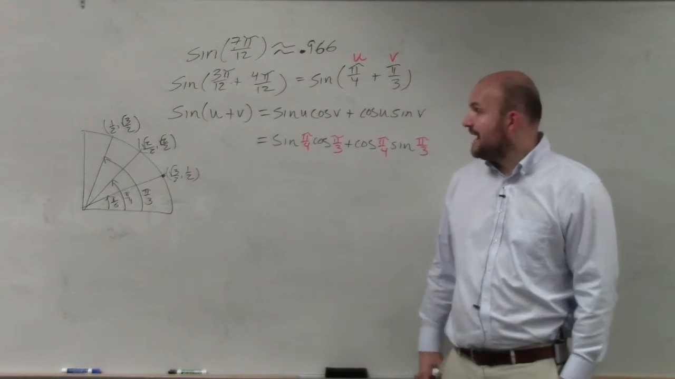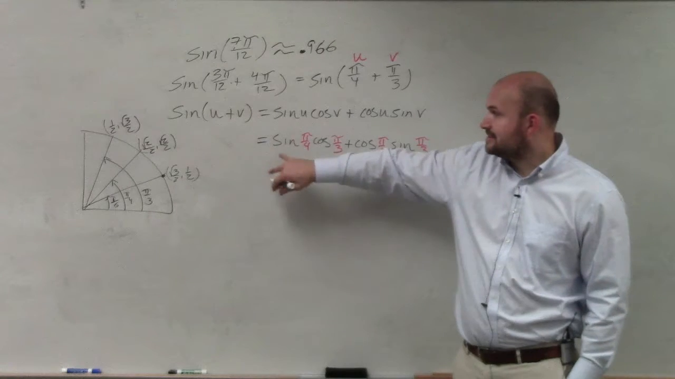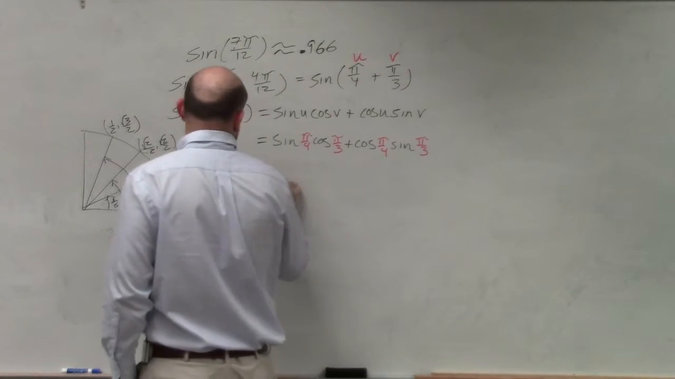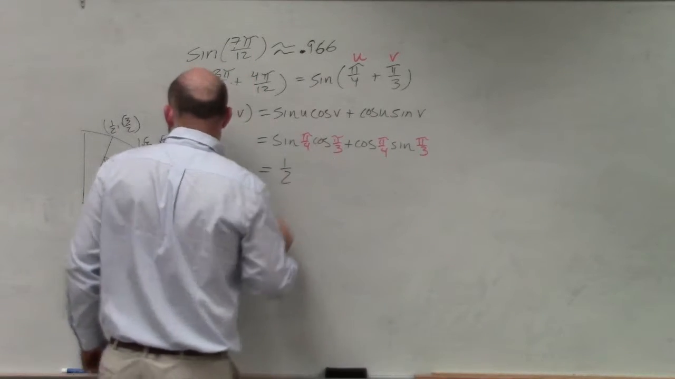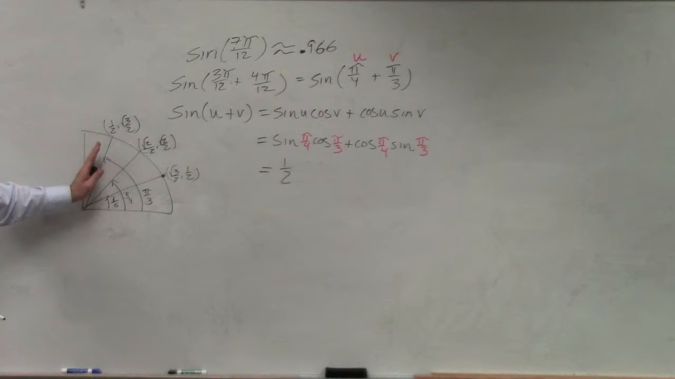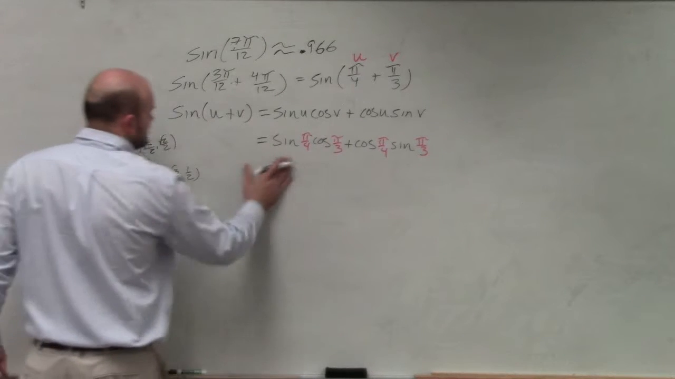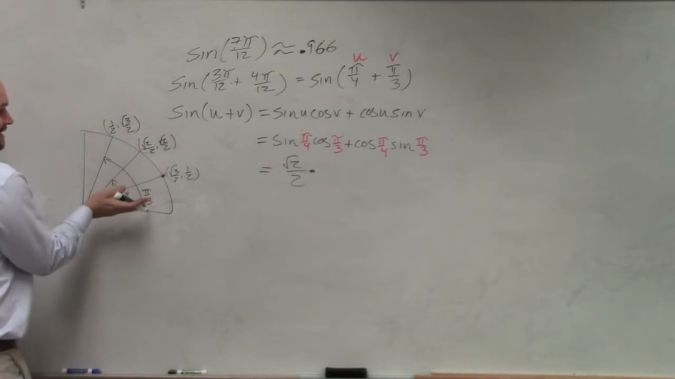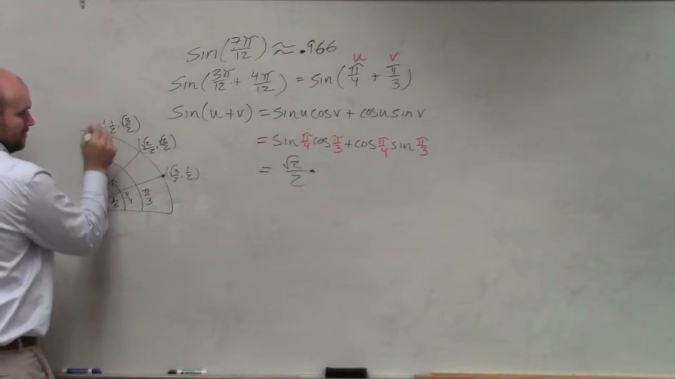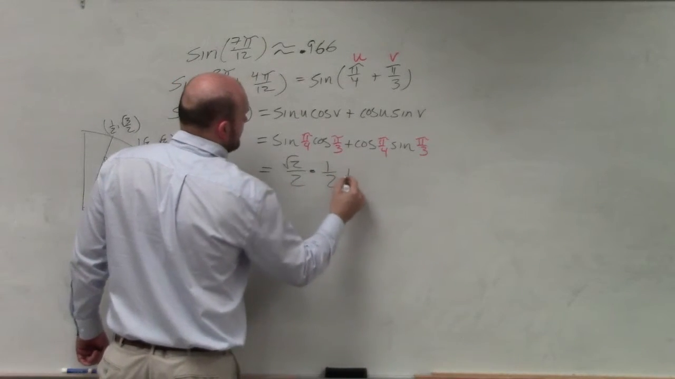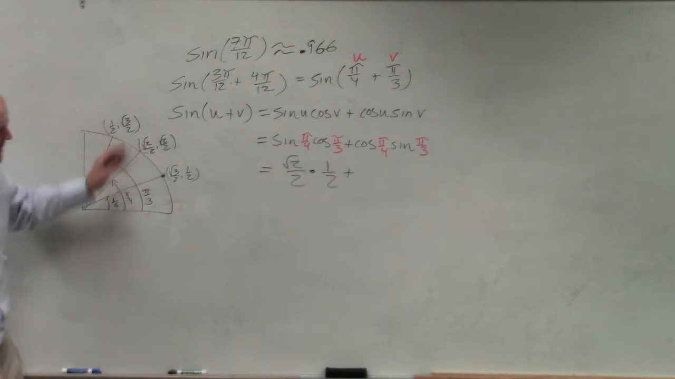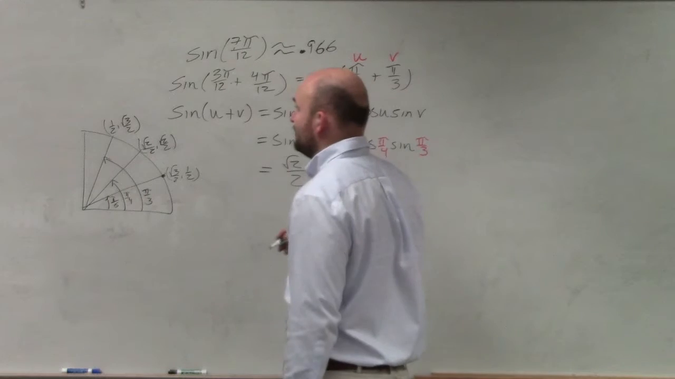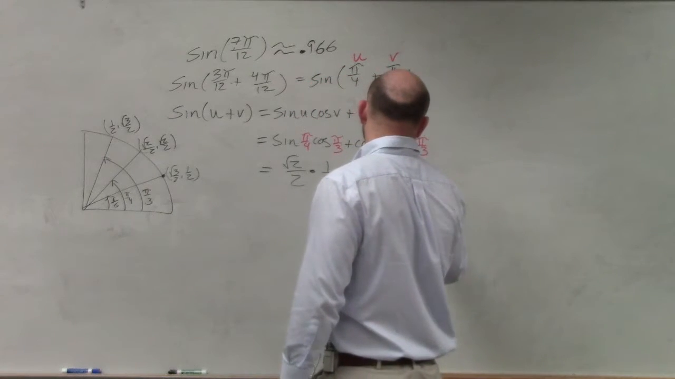OK? So now, knowing that information, sine of pi over 4 is that y coordinate, right? Sine is square root of 2 over 2. Cosine of pi over 3 is the x coordinate, which is 1/2. Plus the cosine of pi over 4 is square root of 2 over 2. And then the sine of pi over 3 is square root of 3 over 2.